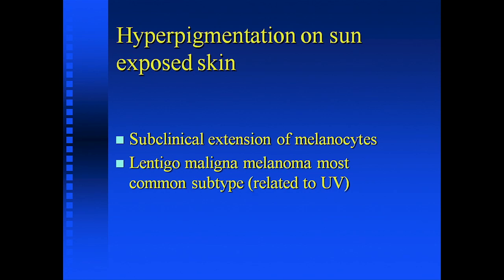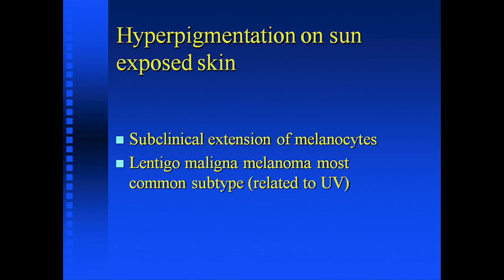Hyperpigmentation on sun-exposed skin can be a real problem. Subclinical extension of melanocytes is something you see primarily in the lentigo maligna type of melanoma. You are aware that the definitions of what constitutes an adequate margin in melanoma are rather elastic. They have changed over the years, and now there are recommendations that melanoma margins may have to be more than 5 millimeters if they're in situ.